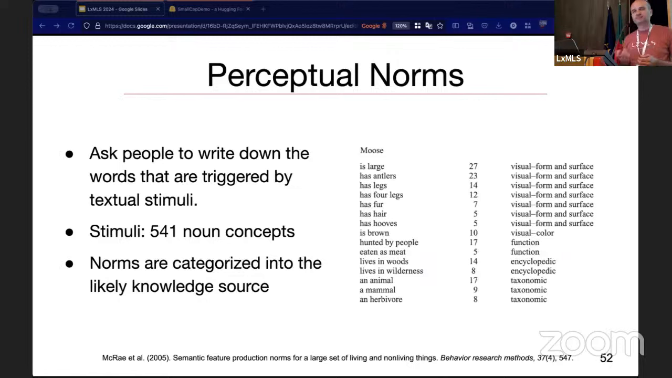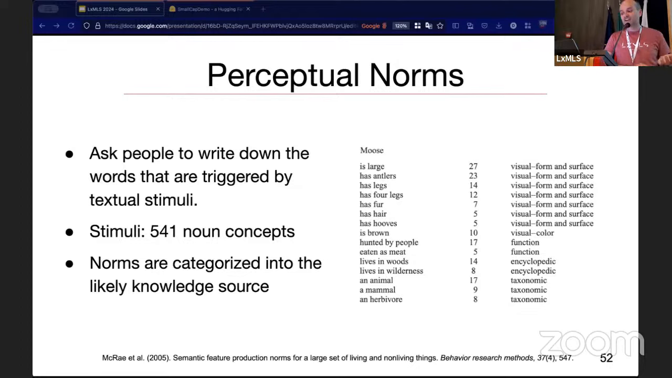Perceptual norms are typically collected by asking people to write down words that are triggered by textual stimuli. So McRae and colleagues did this for a collection of 541 nouns. And this is an example here where the stimulus is moose. The information they elicited from people was, for example, that a moose is large, or that a moose has 4 legs, or that a moose is hunted by people, or that it's eaten as meat, or that it is a herbivore.